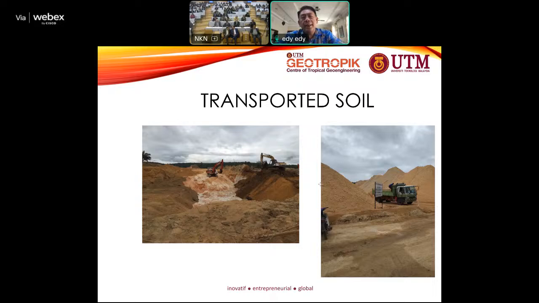This slide shows the transported soil. On the left-hand side, you could see the white sand that was transported elsewhere, and now it is becoming a sand mining area where the top soil is excavated and removed before we get the white sandy layer at the bottom. On the right-hand side, you can see the lorries in the same area where the sand has already been processed. Okay, next slide, please.